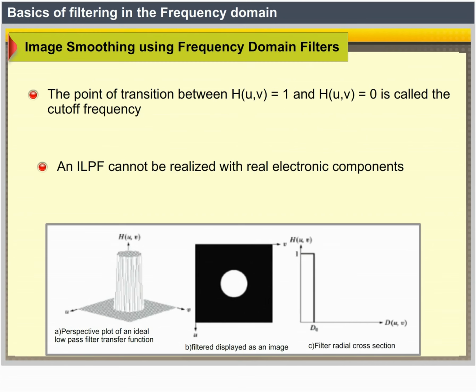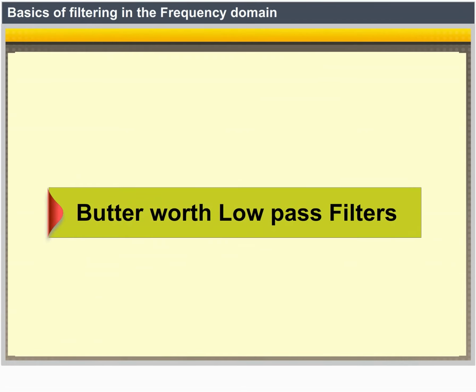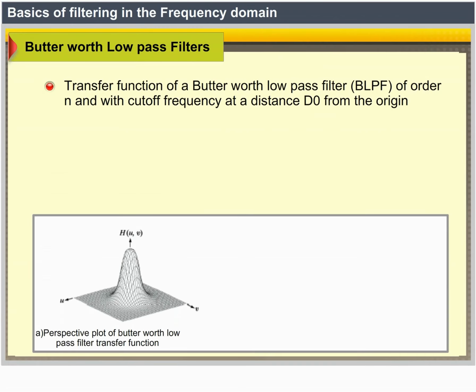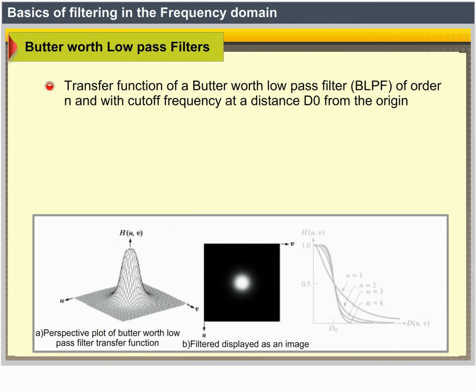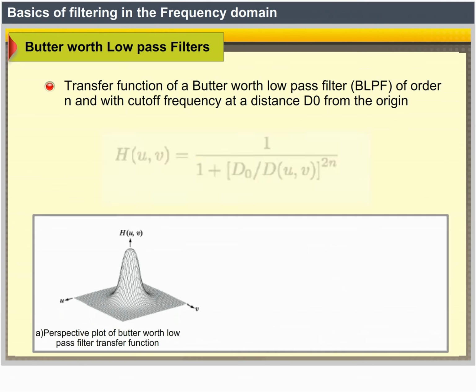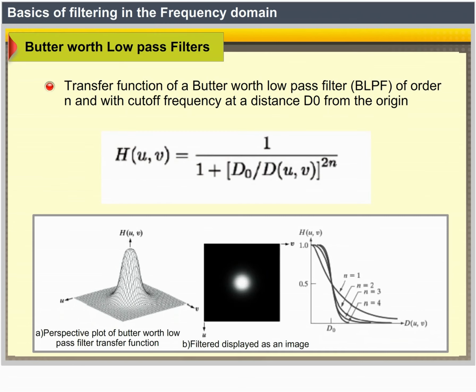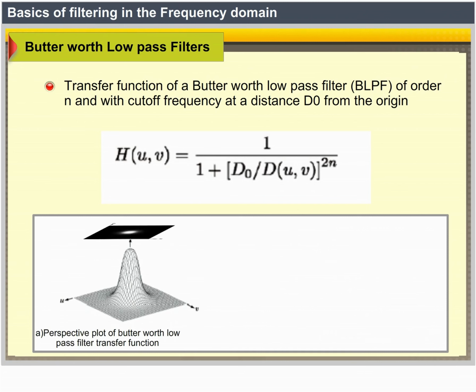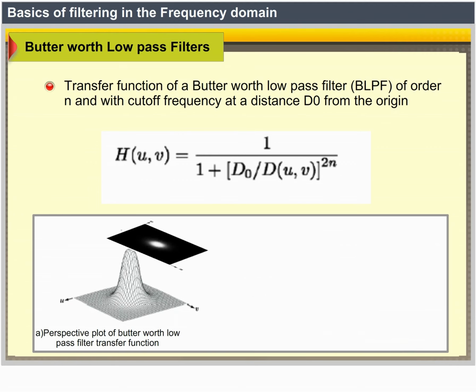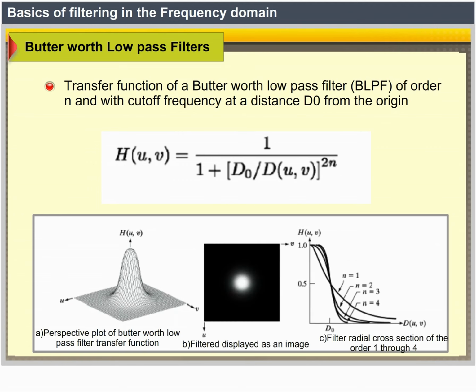An ILPF cannot be realized with real electronic components. Butterworth low-pass filters. Transfer function of a Butterworth low-pass filter, BLPF, of order n and with cutoff frequency at a distance D0 from the origin. The equation can be seen on screen. Figure: A shows the perspective plot of the Butterworth low-pass filter transfer function; B, the filter displayed as an image; and C, filter radial cross-sections of order 1 through 4.